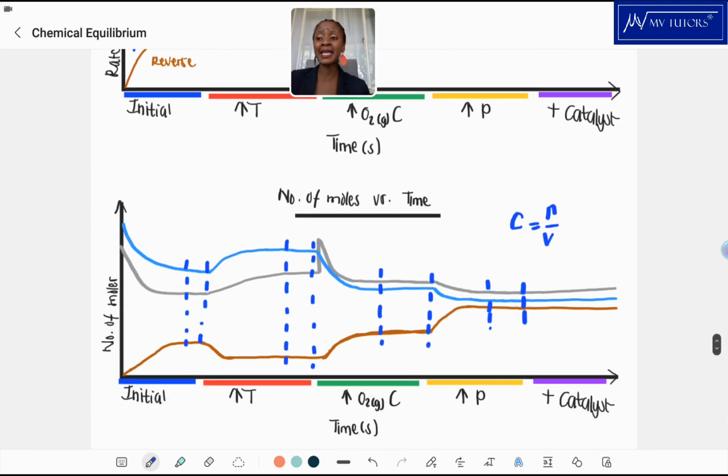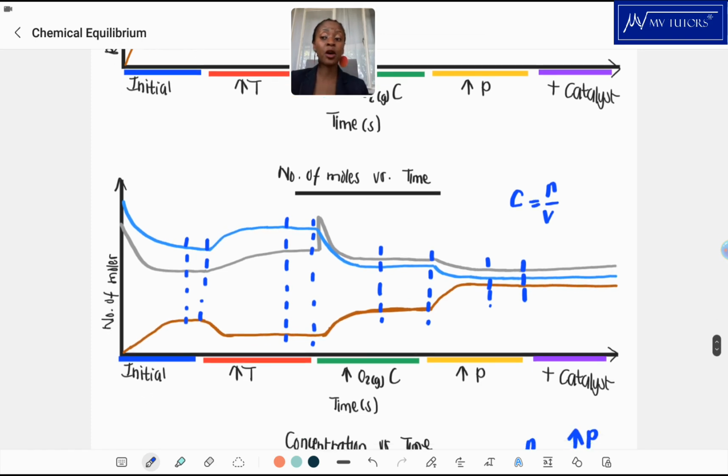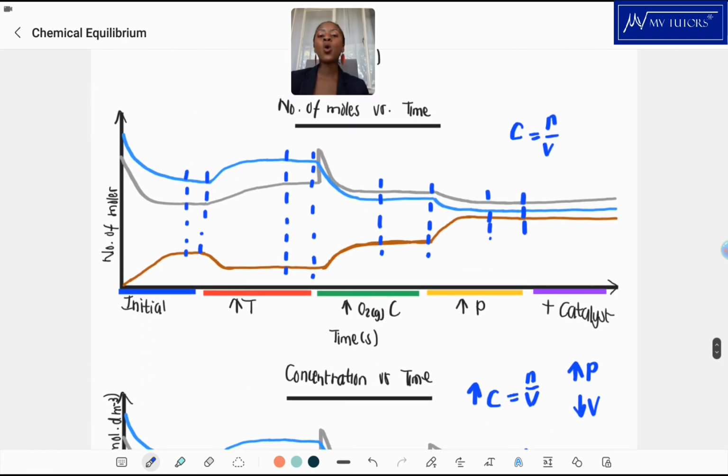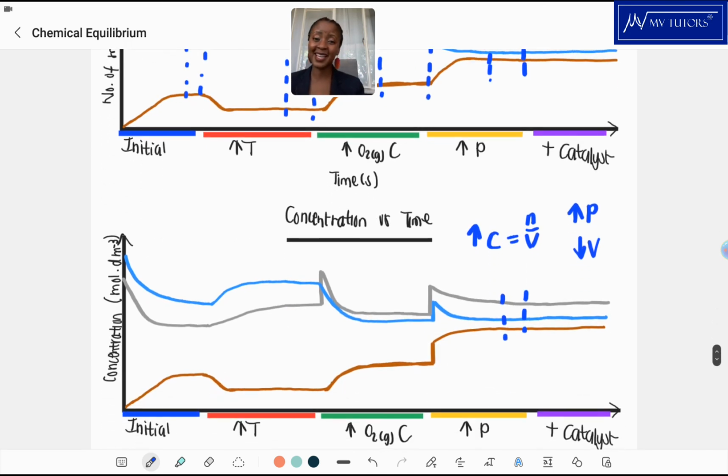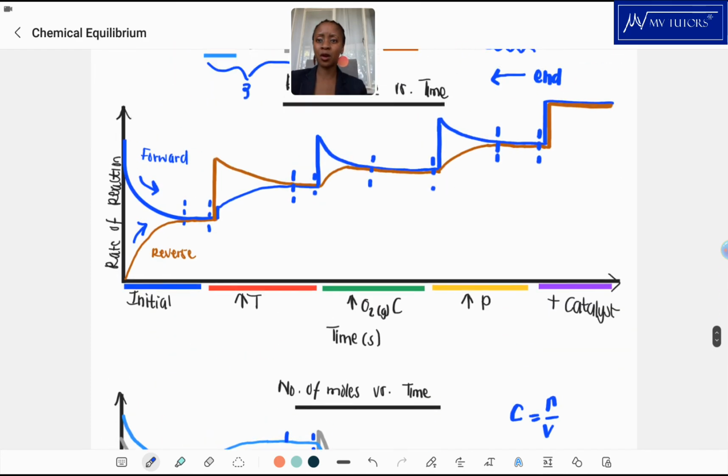What happens then for the number of moles versus time graph, as well as the concentration versus time? Well, like we said, a catalyst doesn't really affect equilibrium. So when you add a catalyst, it doesn't change the number of moles. They're still the same. You just affected the rate of reaction. You don't affect the number of moles, nor do you affect the concentration. Catalyst has nothing to do with that. So that's basically how you would interpret these graphs.